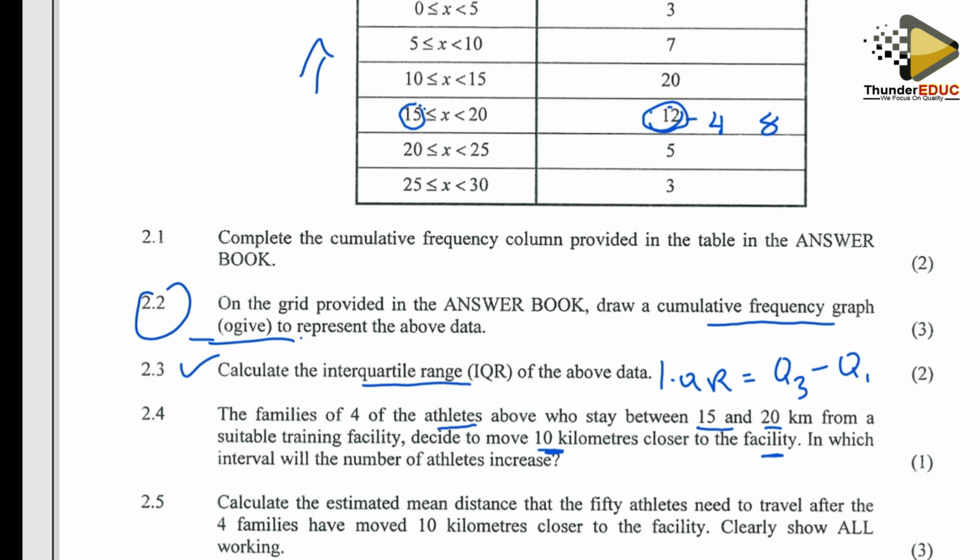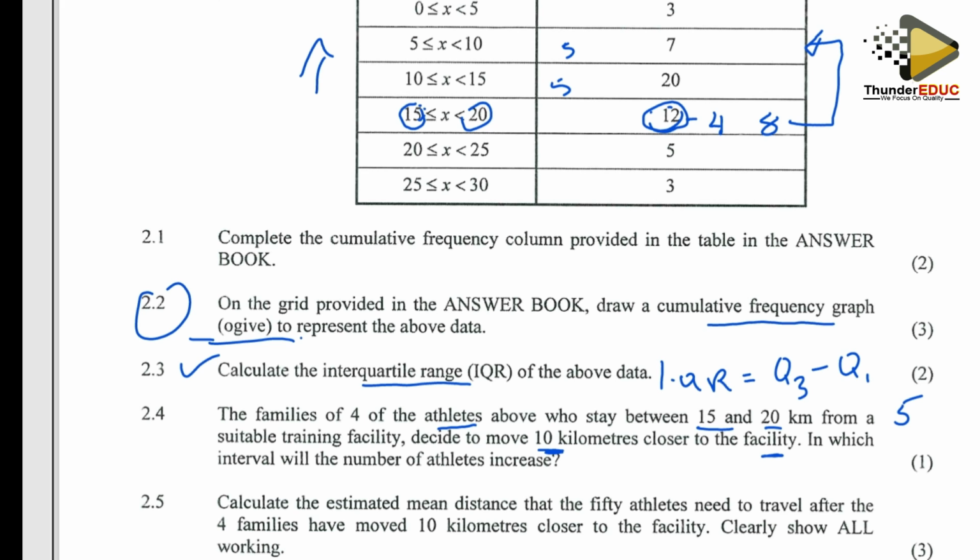Does it make sense? They told me between 15 and 20. So 15 minus 10 is going to be 5. Does that make sense? Yes. And then 20 minus 10 is going to be 10. So these people move from there up to that category, because this will be 5 kilometers and then another 5, which is 10.